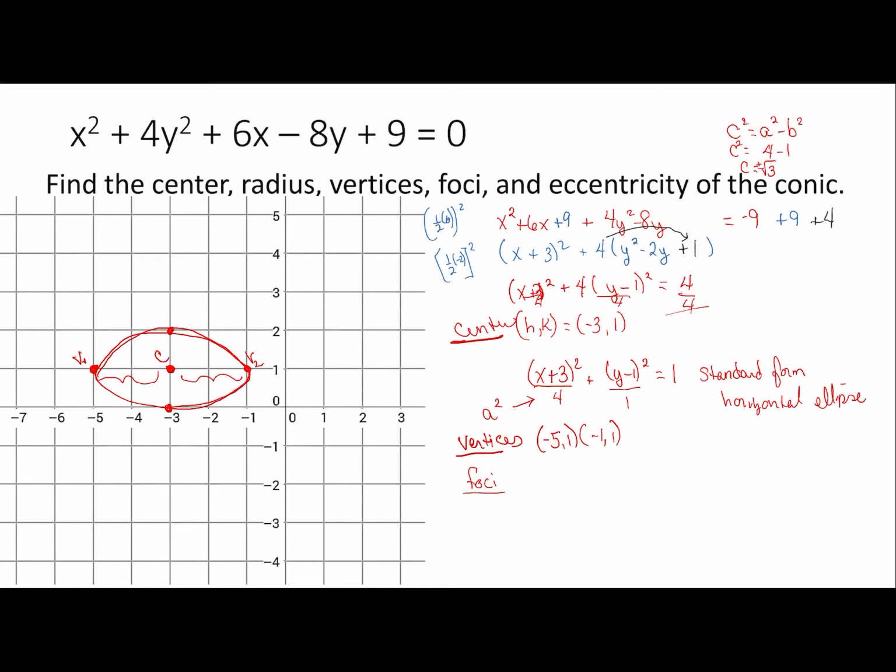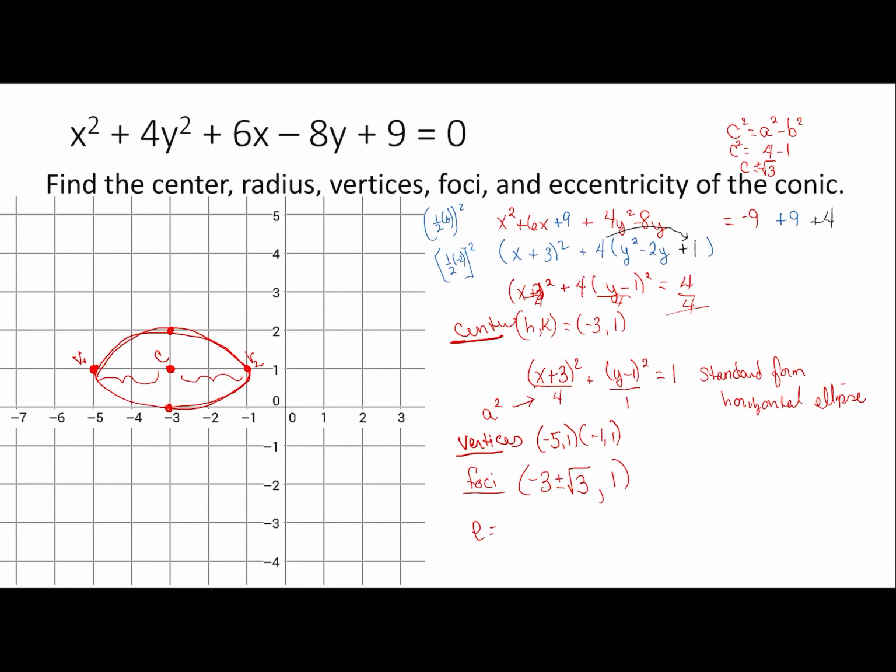So we are moving c units to the right of the center and c units to the left. That means that we're going to take that -3 and we're going to add and subtract the square root of 3 that we found. And then we are 1 up. So we can write them in a compact version: -3 plus the square root of 3, 1, and -3 minus the square root of 3, 1.